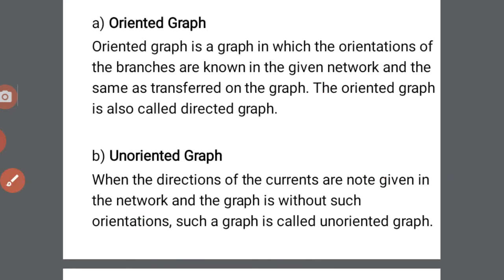Oriented graph means we already know the orientations of the branches, but in an unoriented graph they are not given in the network. That means the directions of the currents are not given in the network, and the graph represented without such orientation is called an unoriented graph. Okay.